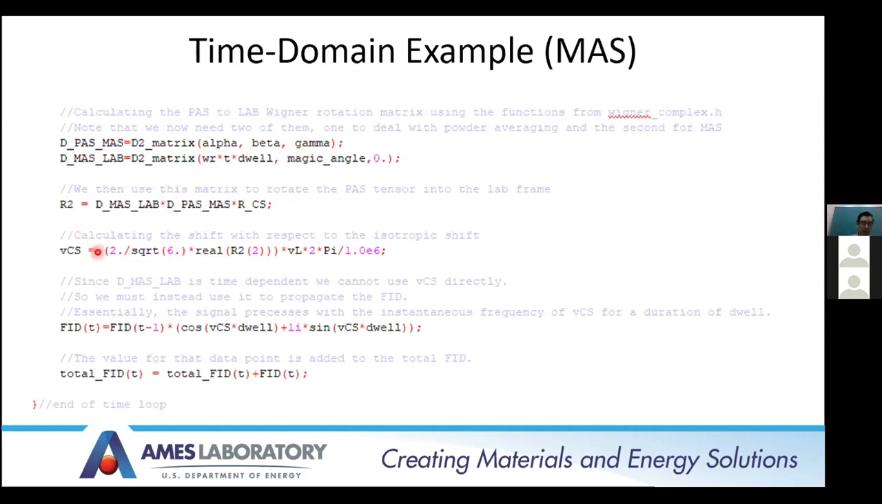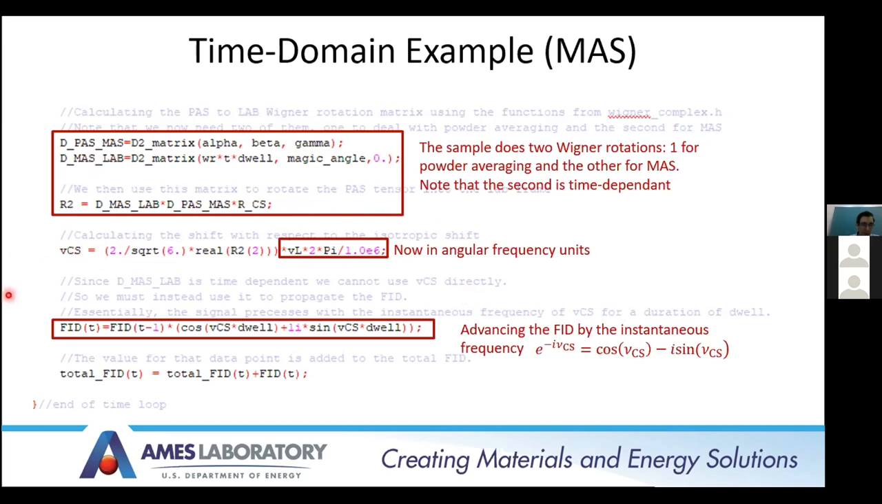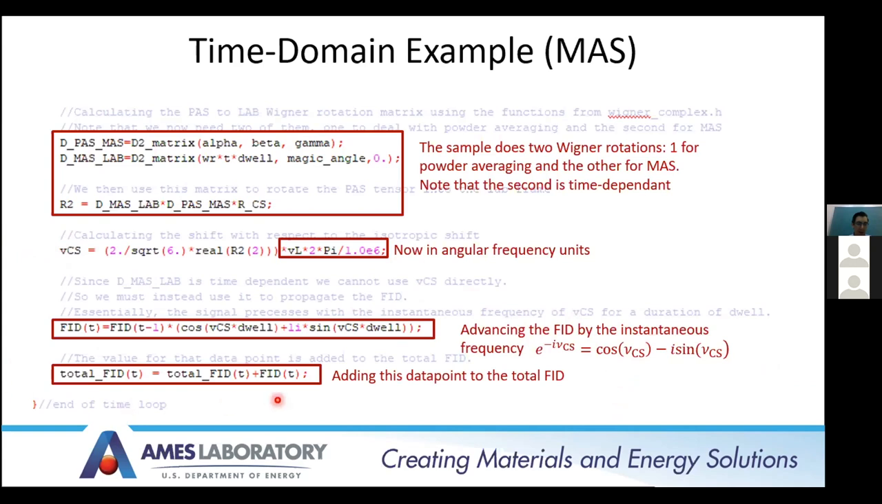And then we calculate, again, the instantaneous frequency as we did earlier, except now we're converting it into angular frequency units. And then the FID is simply advanced by the instantaneous frequency that we calculate here, again using Euler's formula. So we're essentially just advancing the FID for the period of the dwell time by the frequency of that instantaneous chemical shift. And then once this is done, we add the intensity of that data point in the FID to the total FID, which is just adding the different FIDs together.